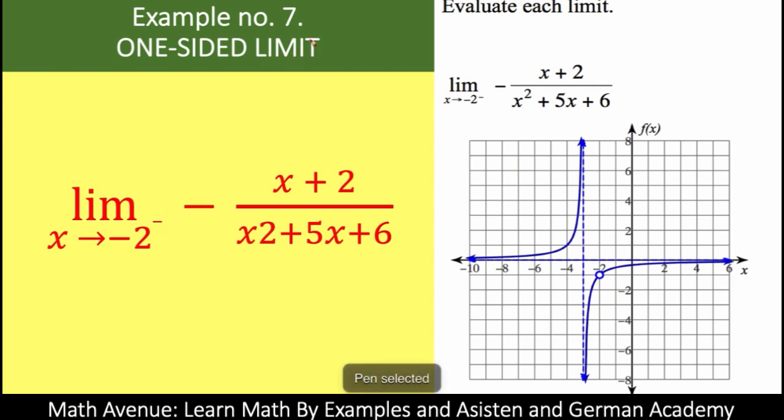So we are after the one-sided limit in this question. So where is negative 2? Negative 2 is this point. As x approaches negative 2 from the left, so the left side is here, these y values are approaching y equals negative 1. So therefore, the limit of this function is negative 1.